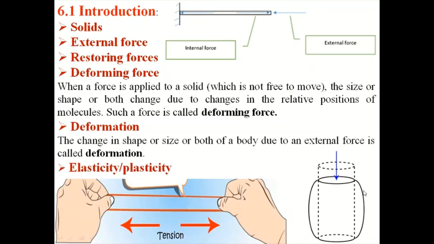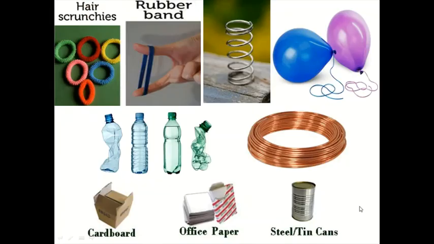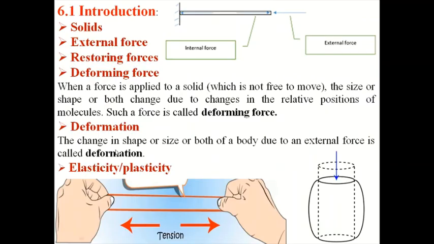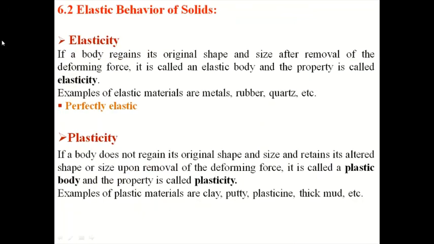And another material is where the bottle is twisted, and after that it won't take its original size and shape. Means this property is known as plasticity. So the definition of elasticity, once again: if a body regains its original shape and size after removal of deforming force, it is called an elastic body, and the property is known as elasticity.